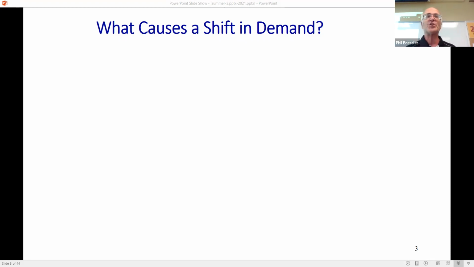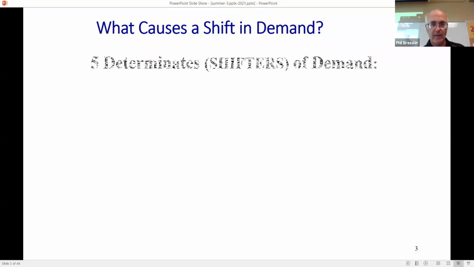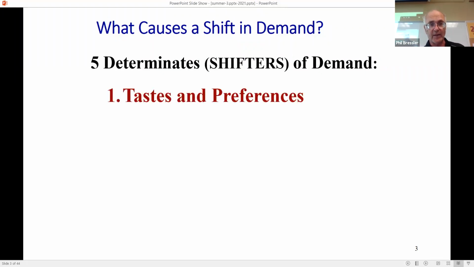Now, what shifts the demand curve? Remember with the production possibilities curve, there were two shifters: change in technology, or change in quantity or quality of resources. Now we're going to look at what shifts the demand curve. There are five things, and I think of them as timing. The first is taste and preference.